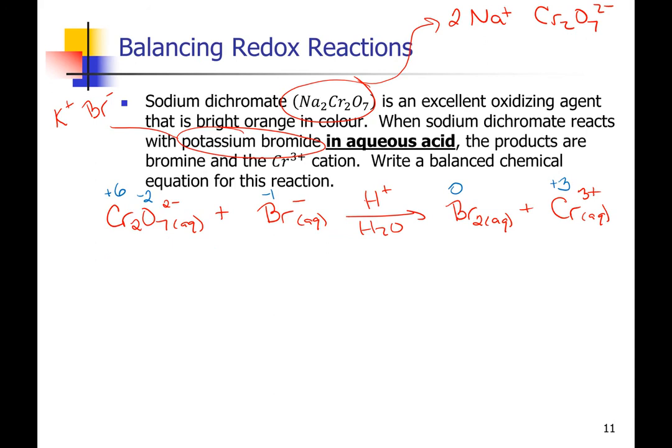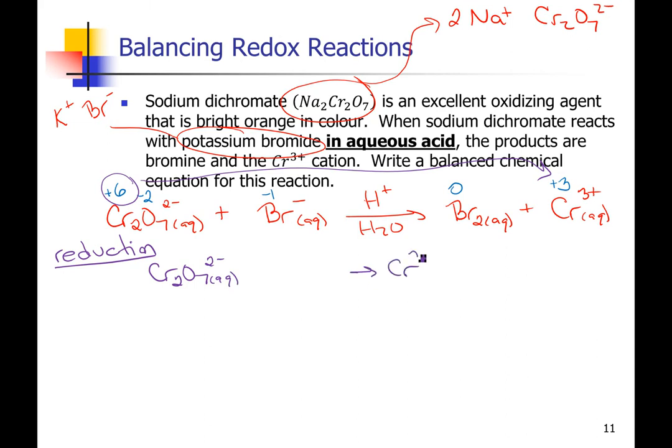So to determine which species are involved in which half reaction, I look at those oxidation states. I can see that the chromium in dichromate had an oxidation state of +6, and that has been reduced to +3 in the chromium product. So the chromium is the species involved in the reduction half reaction. So I will start setting that up by saying that the dichromate ion is going to be producing a chromium +3 cation.